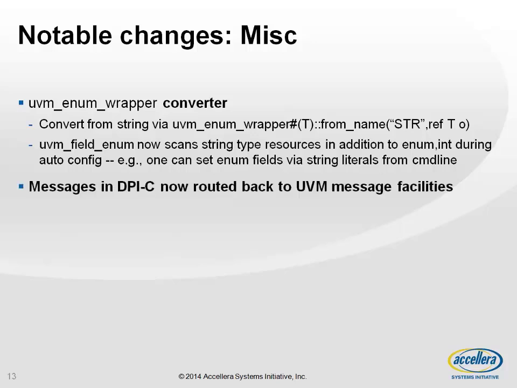Messages in DPI-C are routed back to UVM message facilities. In the past, DPI failures, VPI failures, they just were printed in the simulation log, not as UVM messages. If you have filters on this, you wouldn't see that. All the messages are now routed back into UVM. Everything which goes wrong in DPI, UVM part, is routed back and appears as UVM messages. You may use that facility to inject your own things into the UVM messaging if you're coming from DPI.